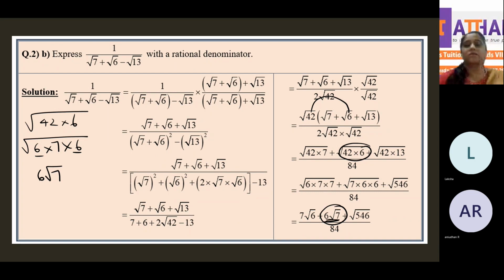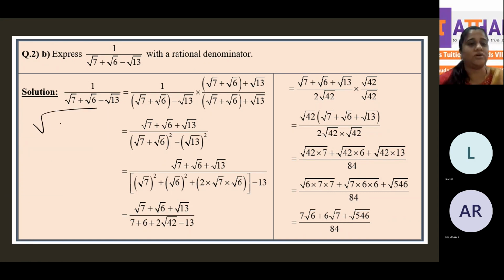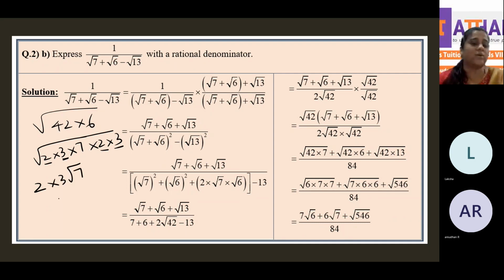Okay. If you want to break it down completely, then you can write 42 as 2 3s are 6, 6 7s are 42. Then you break down 6 also as 2 3s are 6. Then from 2 2s, 1 2 comes out. From 2 3s, 1 3 comes out. And 7 remains under the square root. So 2 3s are 6, 6 root 7. Same thing we'll get.